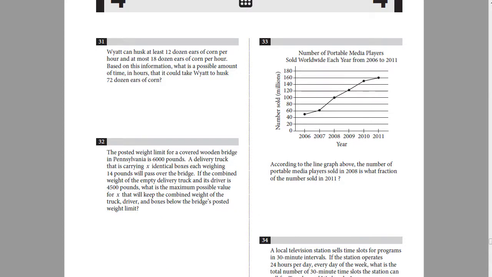Question number 33. According to the line graph, the number of portable media players sold in 2008 is what fraction of the number sold in 2011? So portable media sold in 2008, this is 2008, so the portable media would be 100. Now we have to find out the fraction. So 100 divided by the portable media sold in 2011. So in 2011 the portable media sold are 160. So the fraction will be 100 over 160. When we solve it in the calculator, it will become 5 over 8. So this is the fraction. We simply take the number of media in 2008 and the number of media in 2011, and we divide them and find out the fraction.